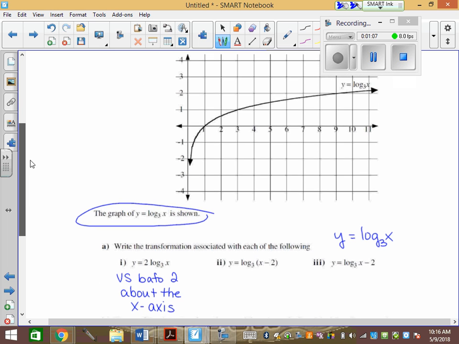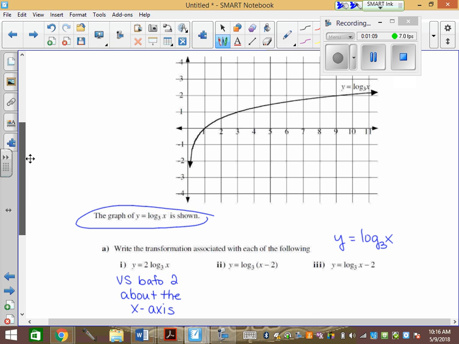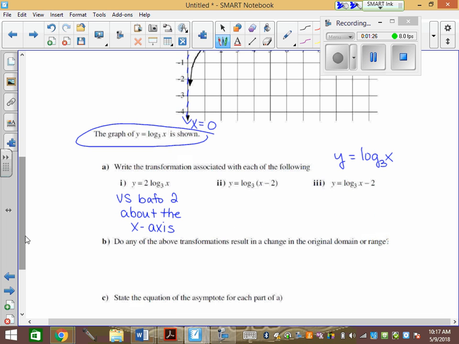So we're going to vertically stretch it. We're going to take all of our x's and keep them and multiply all of our y's by 2. So it's going to bring it up here and down here. But is it going to change my asymptote? My asymptote's at x equals 0. Has stretching it changed it? No. Okay. This one I have a horizontal translation 2 to the right.